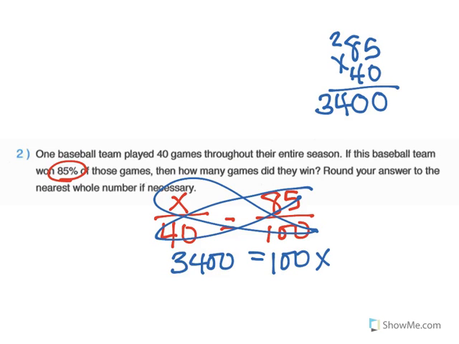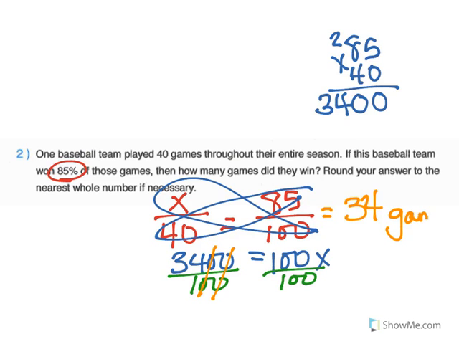equals 100x. So now I'm just going to solve this equation, which means I would divide both sides by 100. And I know I can just kind of cancel those zeros out. So 34 divided by 1 is 34. So my answer is 34 games won, because that's what we're talking about, right? How many games did they win? And they won 34 games.